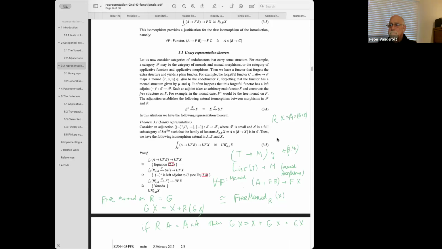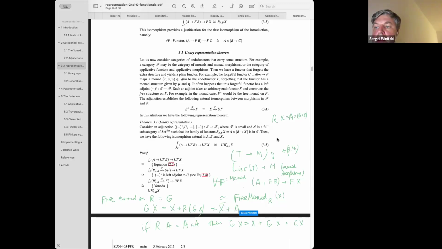Which is a recursive type, but it doesn't have any quantifiers. So it's certainly much easier to work with than this original thing, which is for all monad and then blah, blah, blah. It is kind of amazing that the monad on the left just disappears. Yeah, it's just totally gone.